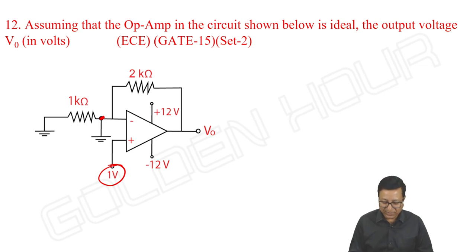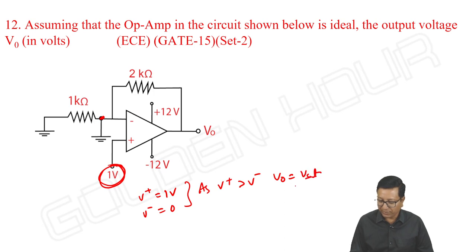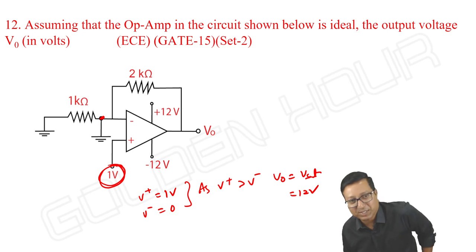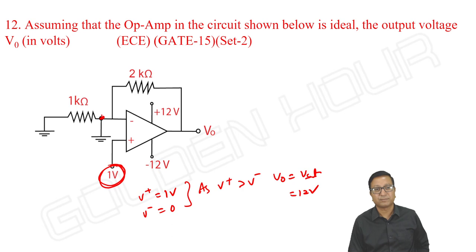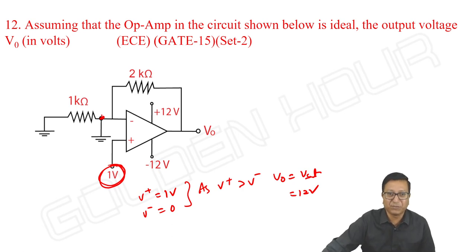And what do we think? See then, V plus is equal to 1 volt and V minus is equal to 0. So V plus is greater than V minus, and hence as V plus is greater than V minus, the output should be equal to V saturation, that is 12 volts. You cannot apply virtual short here because this terminal is connected to ground. Okay, that's it. It is as simple as that.